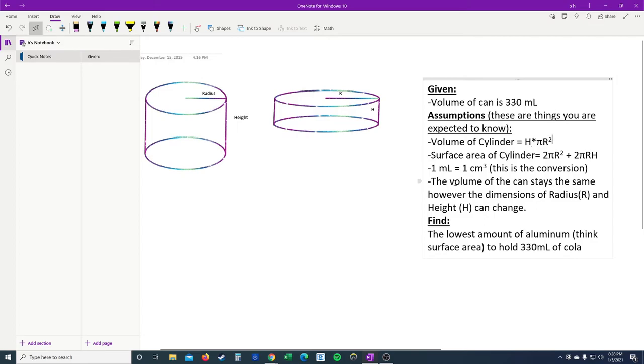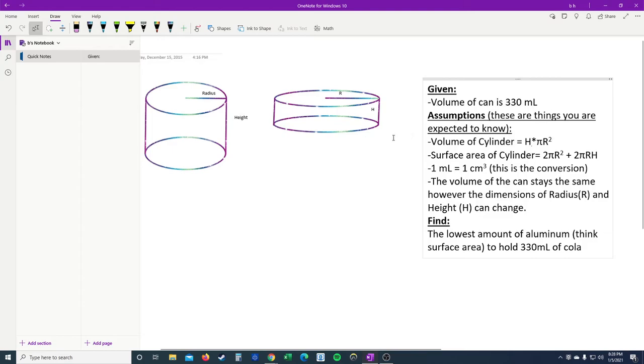The last assumption you need to know is that the volume of the can stays the same. However, you can change the dimensions of the can: you can change the radius and you can change the height. Here I drew two examples. They're not exactly to scale, but on the first one you have a higher height and a smaller radius, compared to the second figure, where the radius is bigger but the height has to be reduced. Let's just assume both of these cans hold the same amount of volume.